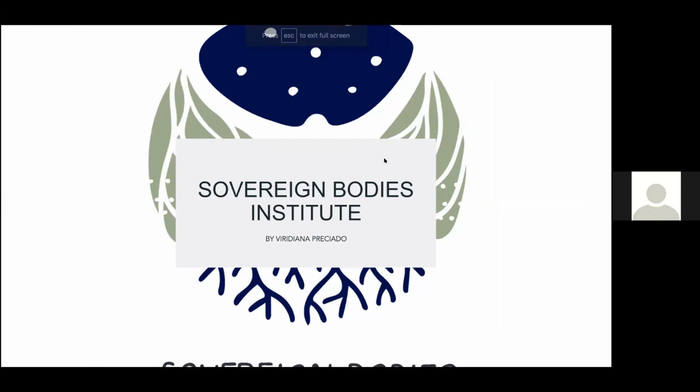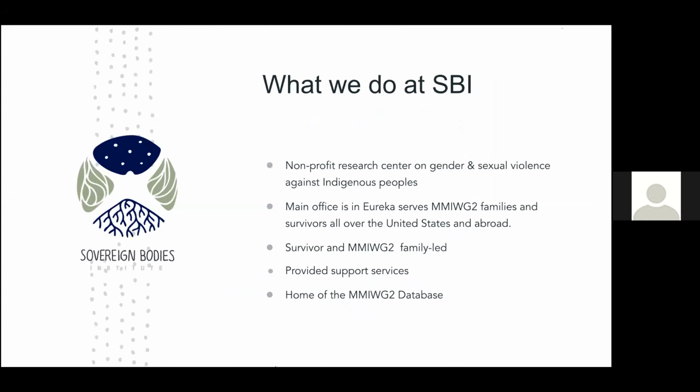Hello, everyone. My name is Viviana. I serve as the research coordinator for Sovereign Bodies Institute, also known as SBI. SBI is a nonprofit indigenous organization that gathers research and knowledge on gender and sexual violence against indigenous peoples, specifically women, girls, boys, men, trans, and two-spirit folks. It is also known by its acronym MMIWG2 or MMIP.